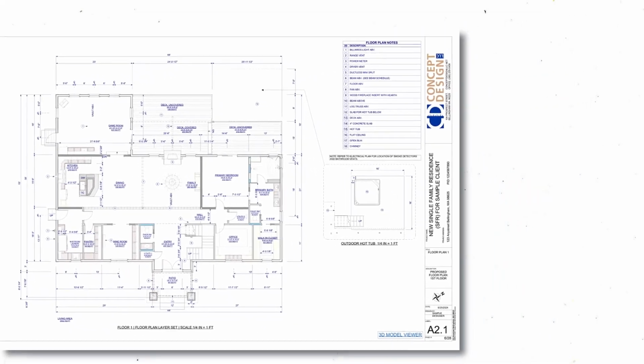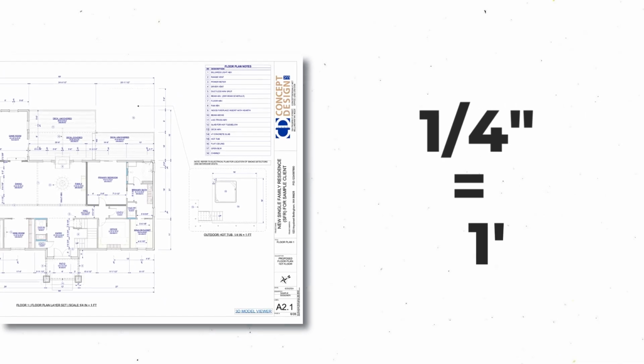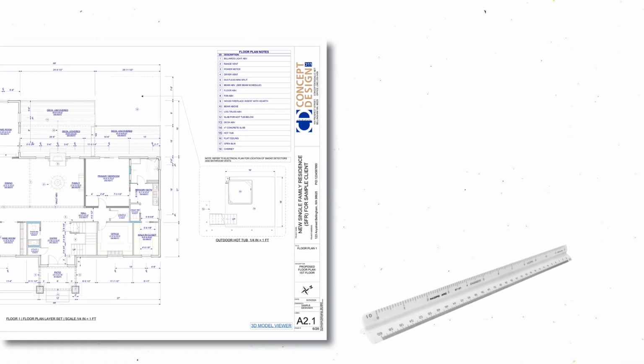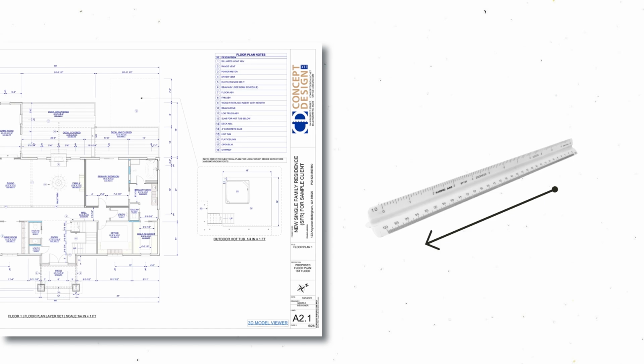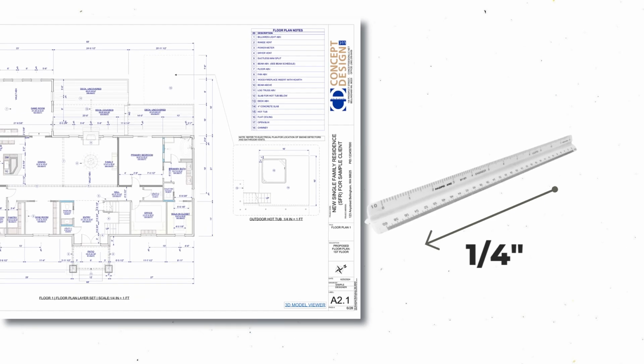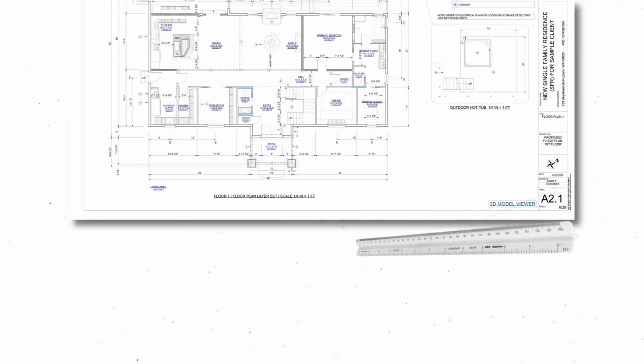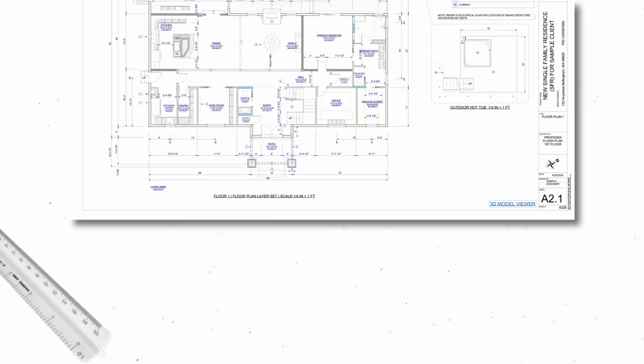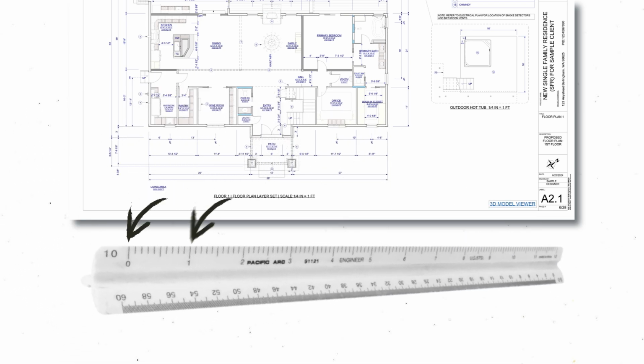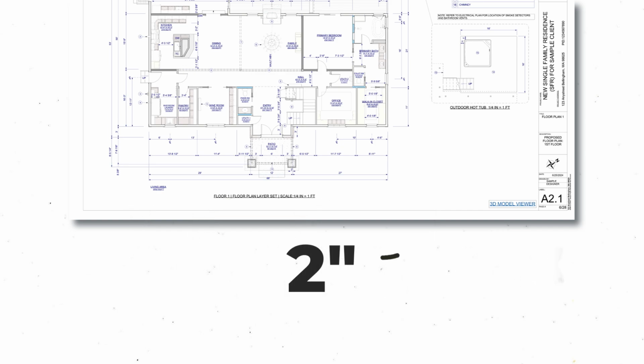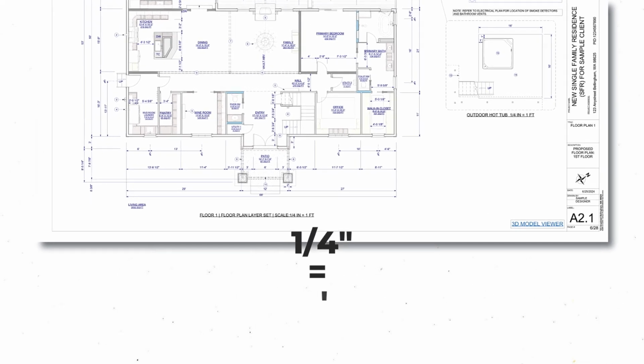Say you're looking at a blueprint drawn to a quarter inch equals 1 foot. You simply find the side of your scale ruler marked quarter inch and use that to measure distances directly from the drawing. As you slide the ruler along the drawing, the markings on the ruler will show you the actual length of each wall or room in real-world feet. If the wall measures 2 inches on the drawing with a quarter inch to 1 foot scale, that will be 8 feet long in reality.